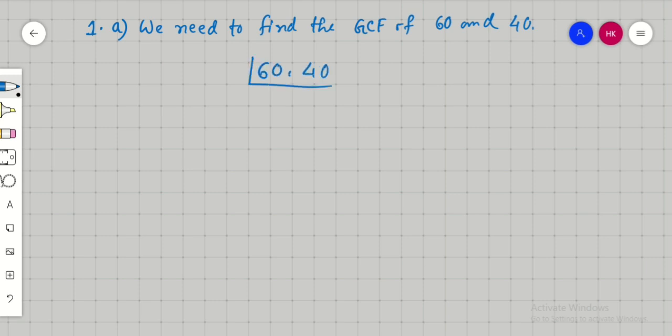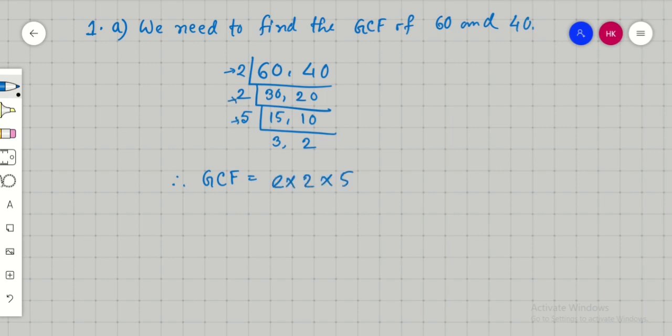So 60 and 40, we can divide these numbers by 2, that means 30 and 20. Again we can divide by 2, we will get 15 and 10. Again we can divide, not by 2 but by 5. 5 3s are 15 and 5 2s are 10. Now GCF should be these three numbers, 2, 2 and this 5. 2 times 2 times 5, that means 2 times 2 is 4, 4 times 5 is 20, but not these two numbers, only 2 times 2 times 5. So 20 is the GCF.